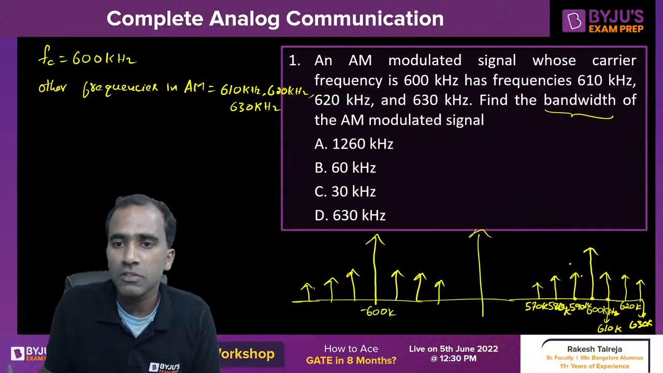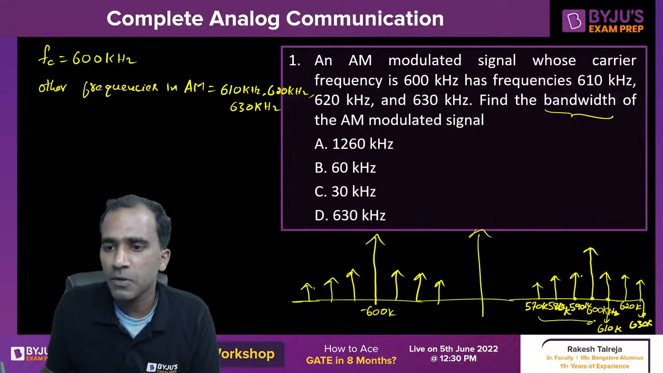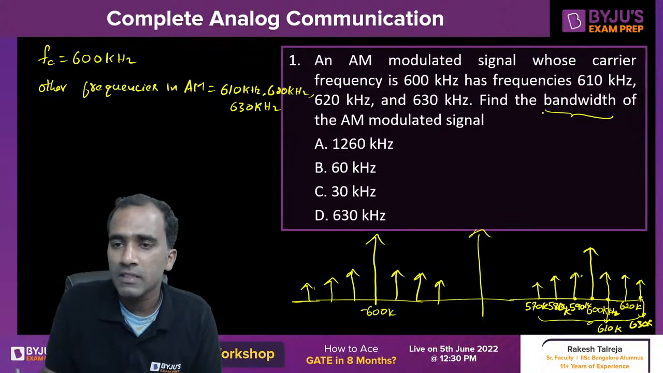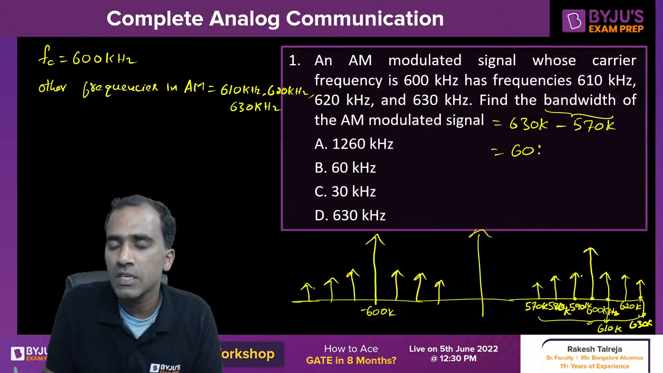Now, what is the bandwidth of AM modulated signal? It's the range of positive frequencies. Bandwidth is the range of positive frequencies, or the highest positive frequency minus the lowest positive frequency. What is the highest positive frequency? It is 630 kilohertz. Minus what is the lowest positive frequency? It is 570 kilohertz, which is equal to 60 kilohertz.